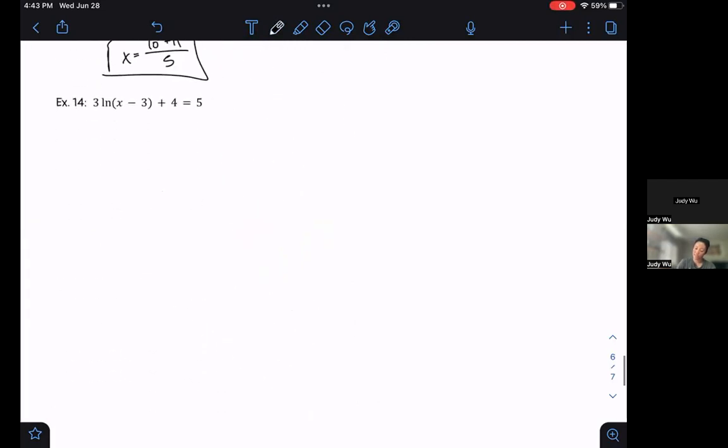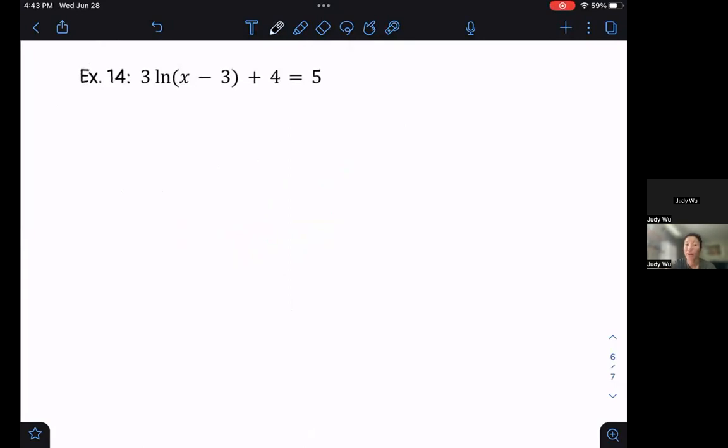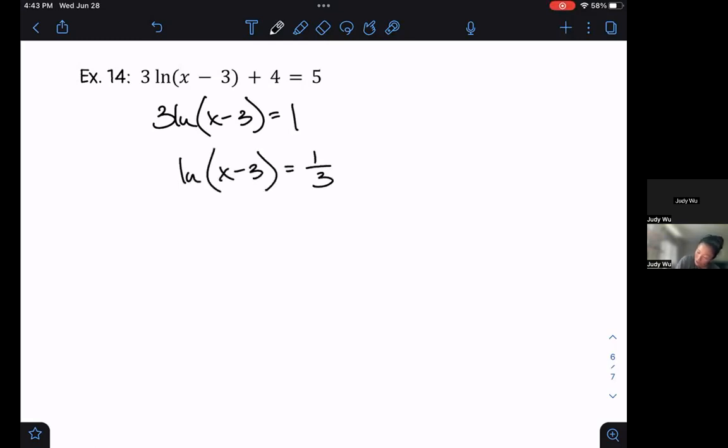All right, let's do one last example here. And this time we are going to have to isolate our log. In other words, we want to get this all by itself before we try and rewrite anything in exponential form. So I'm going to subtract 4 from both sides first, and then I'm going to divide by 3. So 3 natural log of x minus 3 equals 1. Natural log of x minus 3 equals 1/3. Now I would say we're almost ready to write it in exponential form.